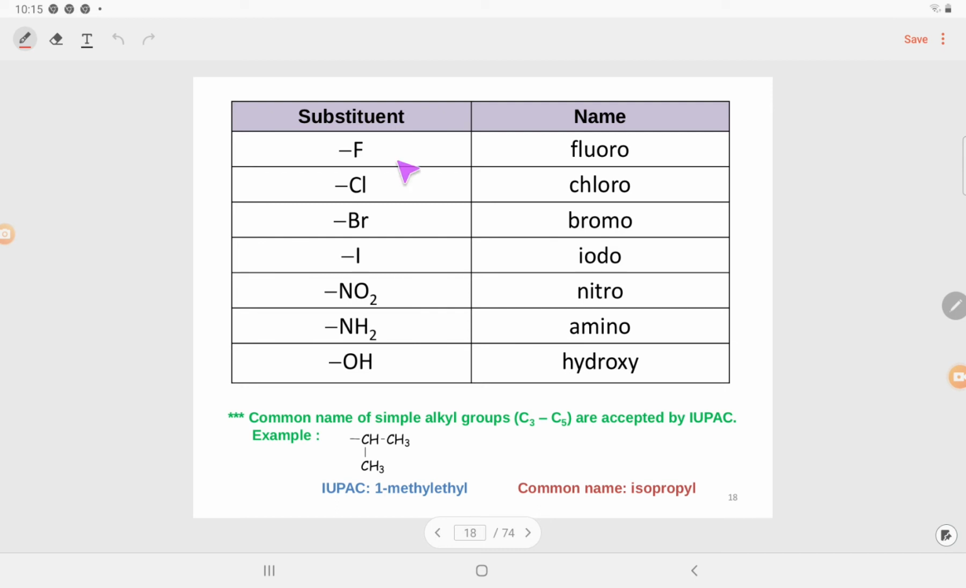Okay, if we have several elements or groups of atoms here, the nomenclature becomes fluoro, chloro, bromo, iodo, and finally sometimes OH becomes a substituent. So the name here becomes hydroxy, without the L. NH2 becomes the substituent amino, and NO2 is nitro.